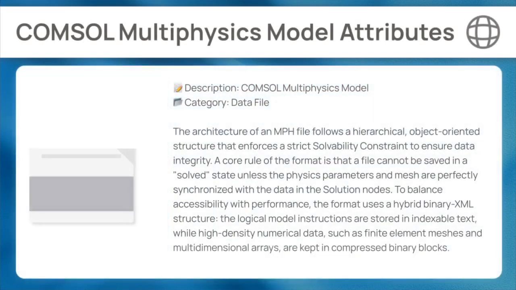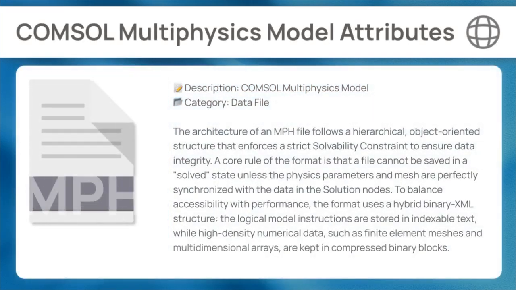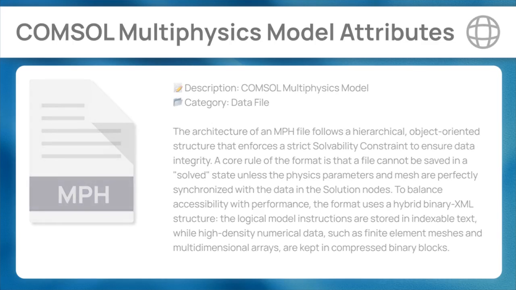The architecture of an MPH file follows a hierarchical, object-oriented structure that enforces a strict solvability constraint to ensure data integrity. A core rule of the format is that a file cannot be saved in a solved state unless the physics parameters and mesh are perfectly synchronized with the data in the solution nodes. To balance accessibility with performance, the format uses a hybrid binary-XML structure. The logical model instructions are stored in indexable text, while high-density numerical data, such as finite element meshes and multidimensional arrays, are kept in compressed binary blocks.